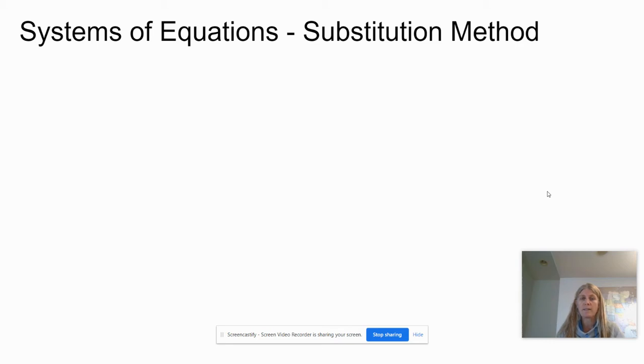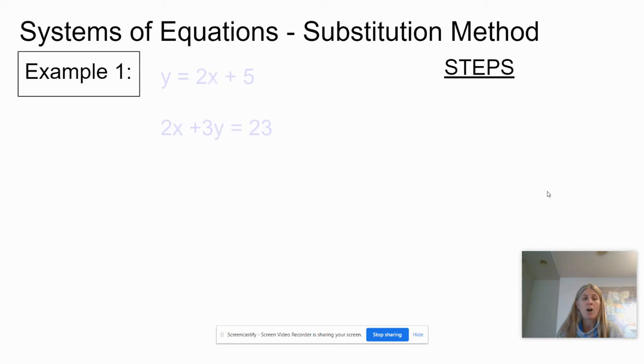So we're going to be working on the substitution method. So here are the steps. Our first example is we're going to see where the line y equals 2x plus 5 and the line 2x plus 3y equals 23 intersect. In this case, we're going to be using substitution, where we take part of one equation and put it into the other equation. We're going to substitute for y in one of the equations.